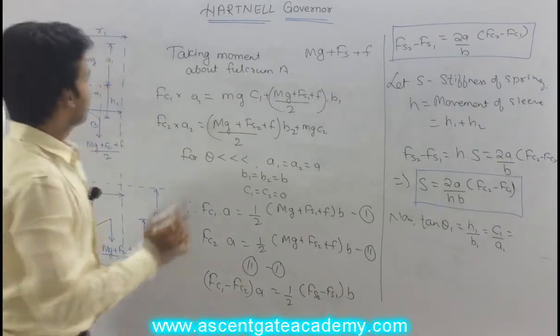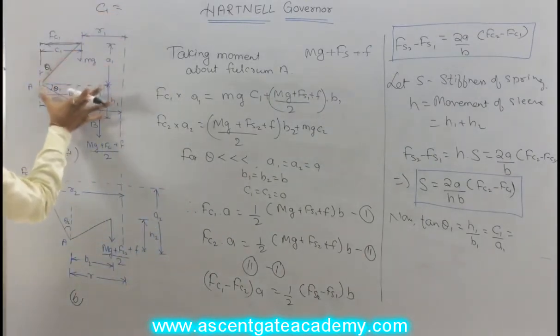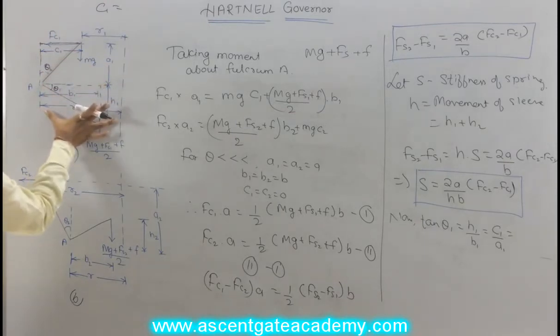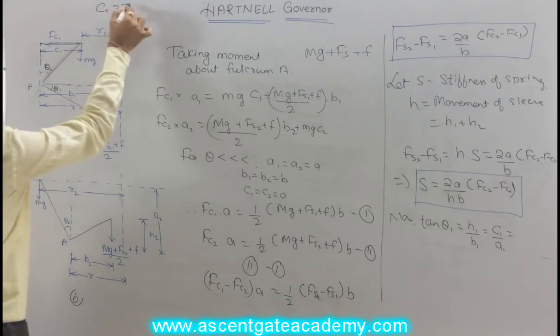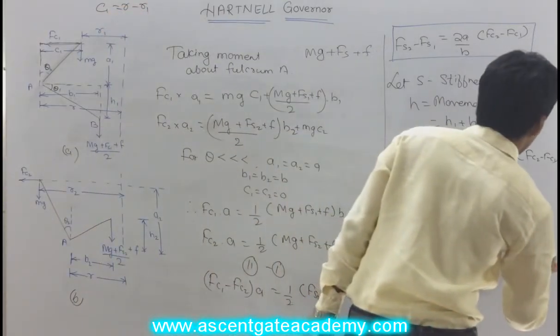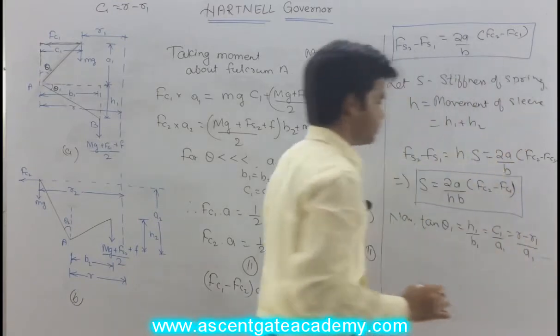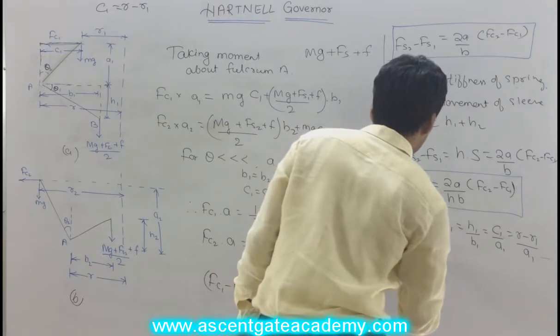Getting this now? Okay. Now further, what is this c1? c1 can be written as, this whole distance is small r minus r1. So this can be written as r minus r1. c1 can be written as r minus r1 upon a1. Clear or not? Okay. Similarly, tan theta 2 from figure B.